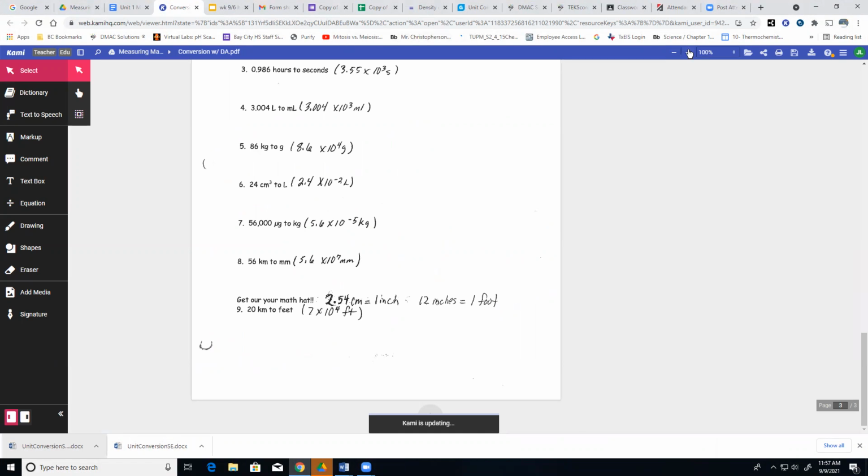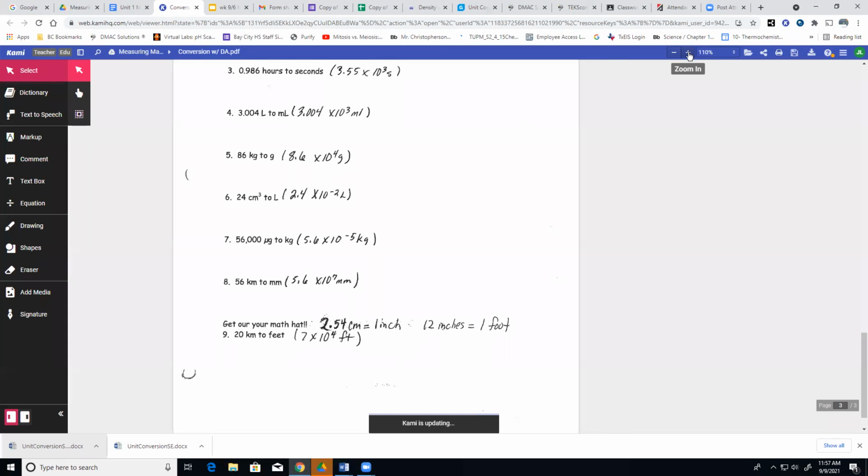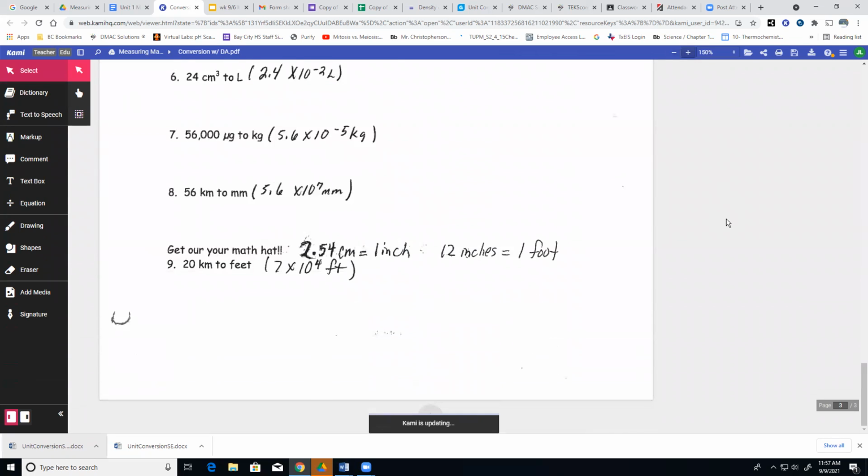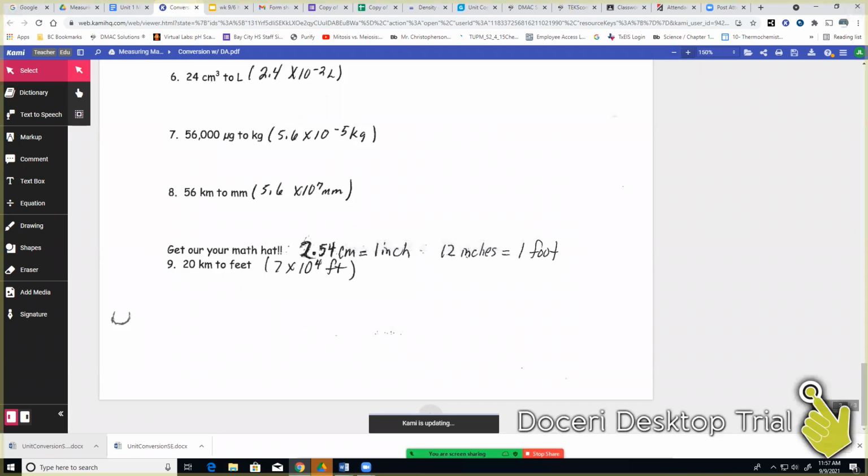On this practice, the answers are in parentheses. So there's a last one that says, get your math hat on. That's not a threat. If you look here, I'm starting in kilometers, which is metric, and I'm going to feet, which is English. I can't just look at that little chart.